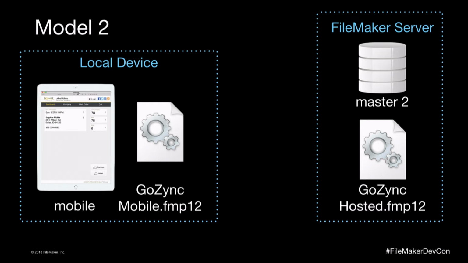Okay? And what GoZync does is it does transactions. It's completely native FileMaker. But it does add to that, it extrapolates it. So it's loosely coupled. It adds some abstraction to the whole process. And it also adds a lot of very nice logging. GoZync Mobile not only has relationships to mobile and your master that you'll create, it also has relationships to the GoZync hosted.